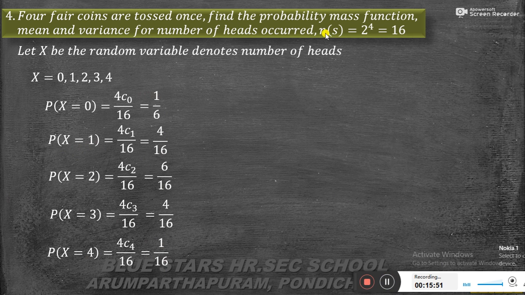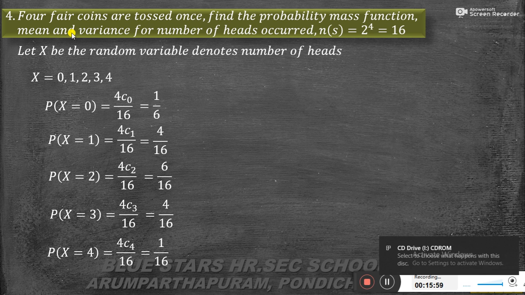Again I explain the question. 4 coins are tossed at a time. One time I toss the 4 coins. Find the probability mass function, mean and variance for the number of heads occurred. So heads only we take, and that I choose for x. So x is the random variable denoting the number of heads. Therefore n of S, the number of sample space, is 2 power 4, that means 16.